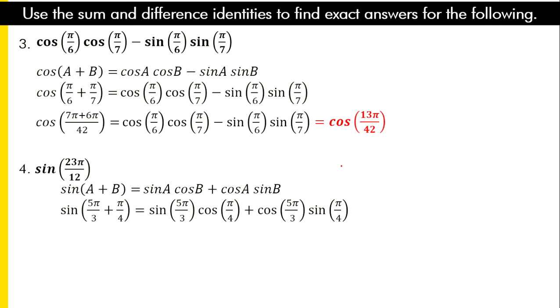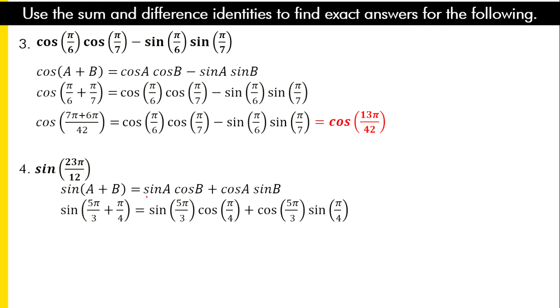As we substitute, we have sine 5 pi over 3, cosine pi over 4, plus cosine 5 pi over 3, and sine pi over 4. As you can see here, 5 pi over 3 is the same as 300 degrees. You can use the reference angle to identify the answer here, and just consider the sign.